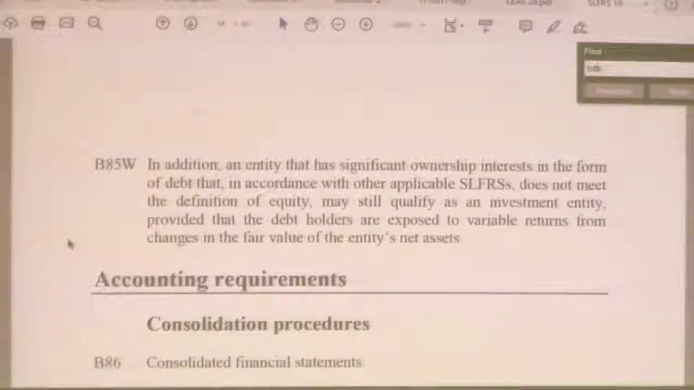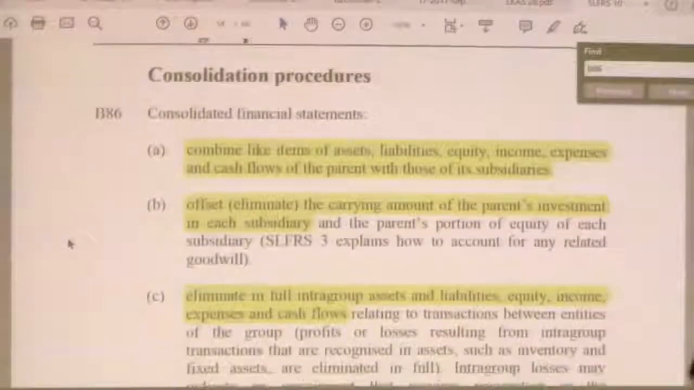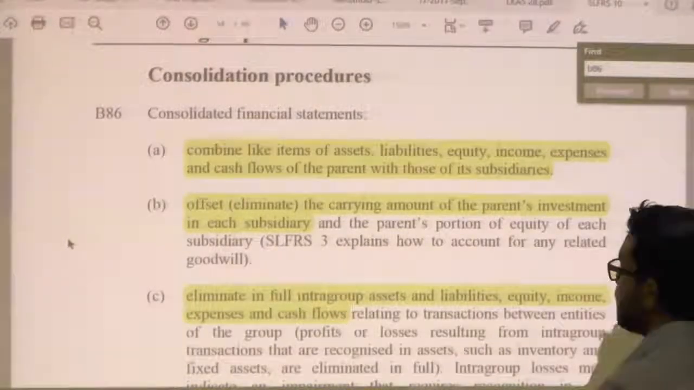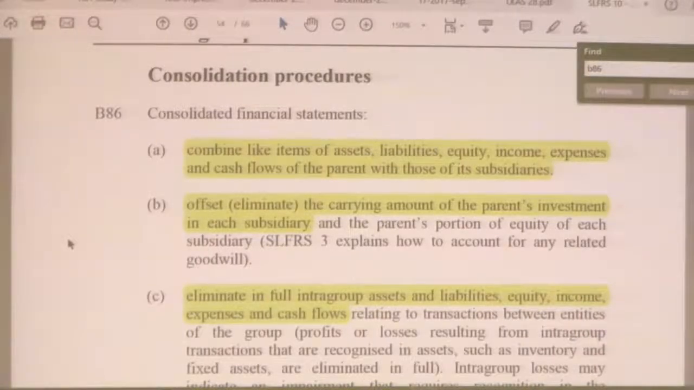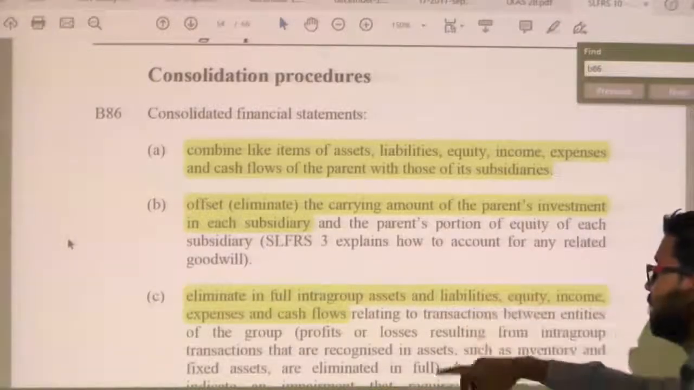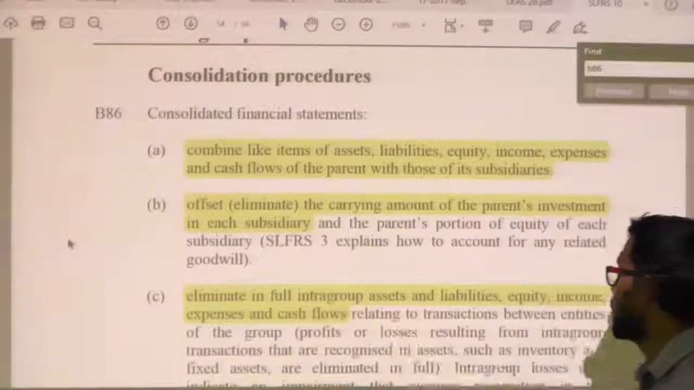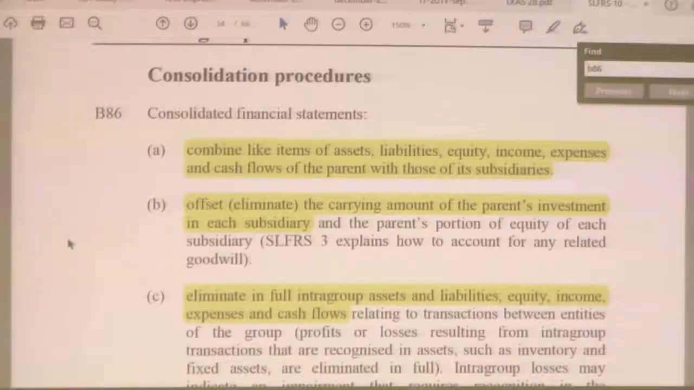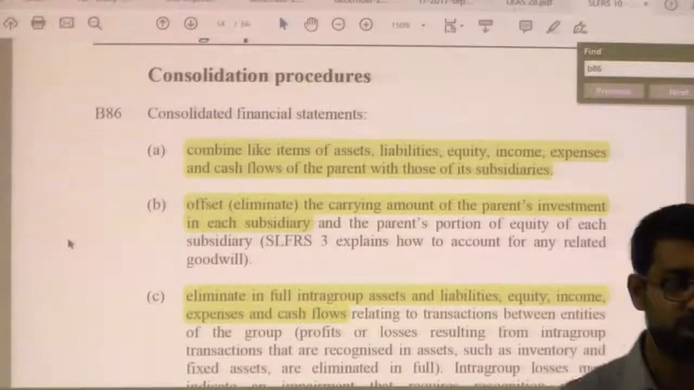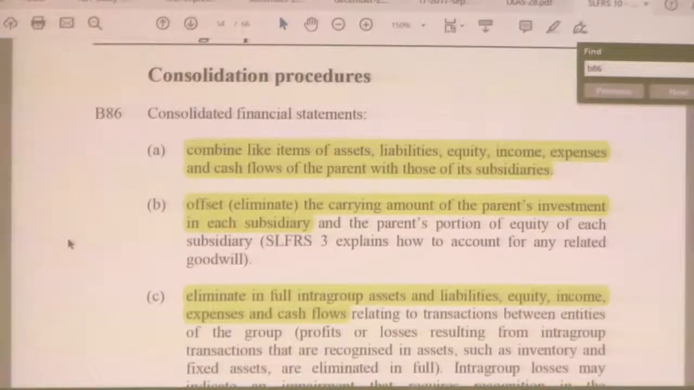B86, accounting requirement, consolidation procedures, right? B86. B86 explains consolidated financial statements. How do you prepare them? Combine like items of assets, liabilities, equity, expenses, income; offset the carrying amount of the parent's investment in each subsidiary; eliminate in full intragroup assets and liabilities, equity, income, expenses and cash flows, right? So those are the 3 steps of consolidation procedures, right? Fine. Then go to B92.